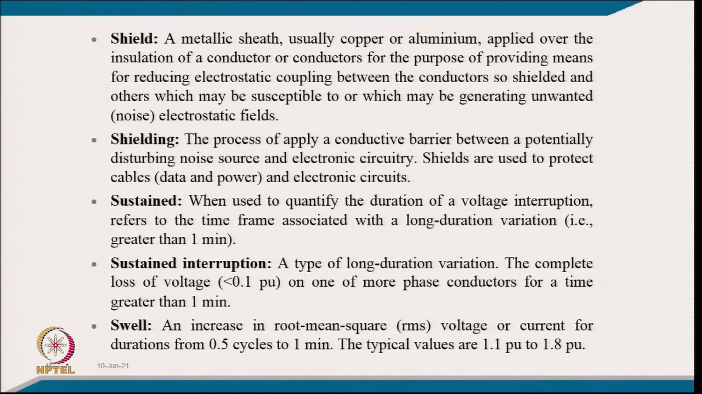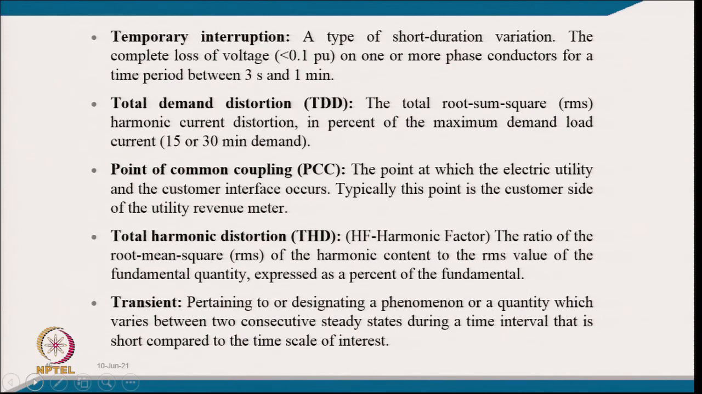And swell, an increase in RMS voltage or current for a duration of 0.5 cycle to 1 minute, and the typical value is 1.1 to 1.8. Temporary interruption, a type of short duration variation, is the complete loss of voltage, less than 0.1 per unit, on one or more phase conductors, for a time period of 3 seconds to 1 minute.